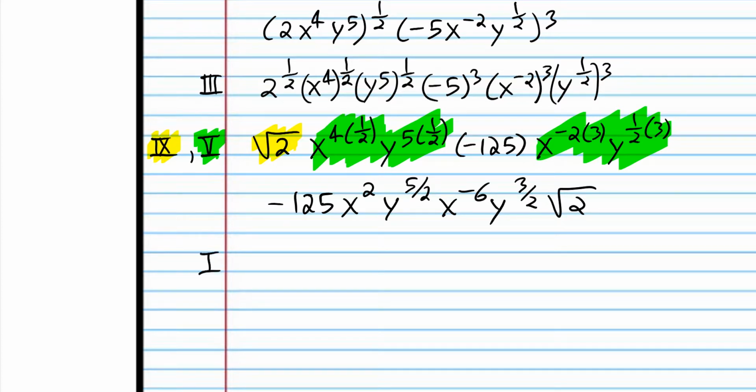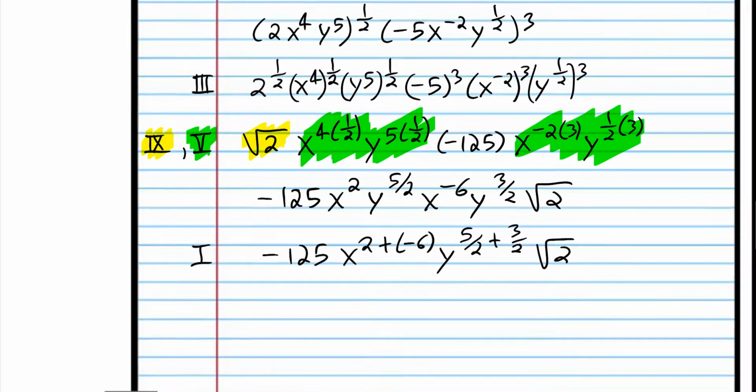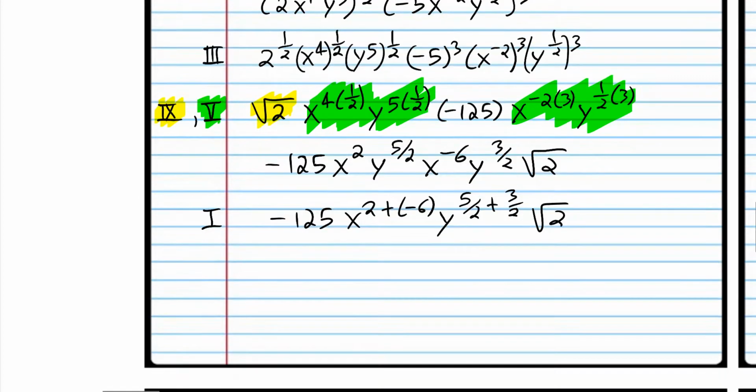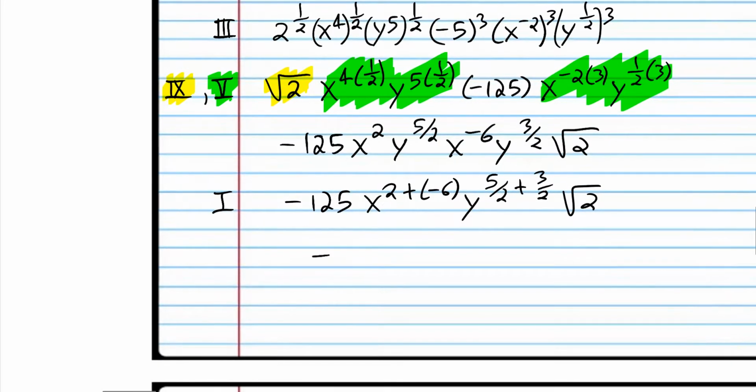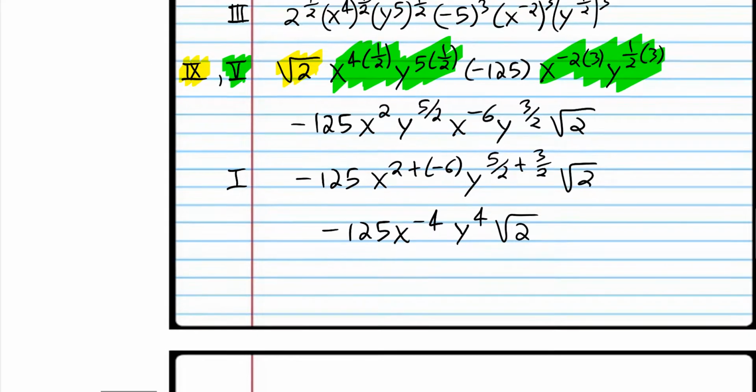So now we're going to use rule number 1 because we're going to multiply powers. So we have x to the 2 plus -6 power, y to the 5/2 plus 3/2 power, and then root 2. So now we're going to simplify. So we have -125, x to the -4th, y to the 5/2 plus 3/2 is 8/2, and 8/2 is just 4. So that simplifies quite a bit there. And then we're left with -125, y to the 4th, root 2, all over x to the 4th.